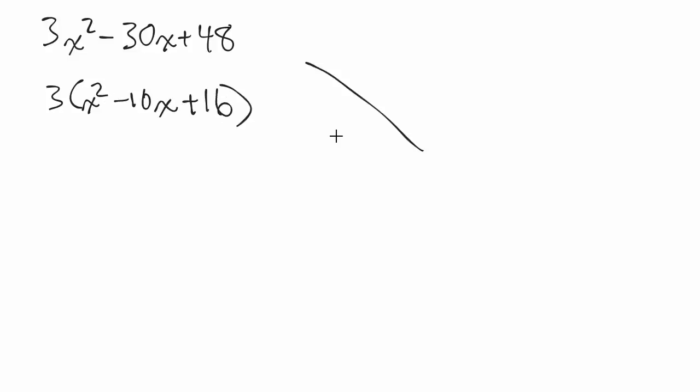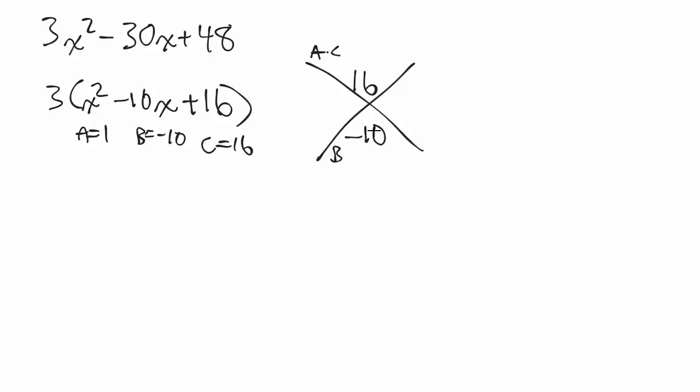So then we do our x, and in this case, a is 1. I'll just write it here. A is 1. B is negative 10. Ooh, that's an equals. And then C equals 16. So we do the A times C magic here. That's going to be 16. And the B is negative 10. So what multiplies to give me 16 and adds to give me negative 10? I'm going to go with a negative 8, negative 2 combo.